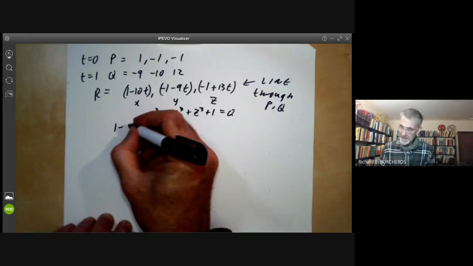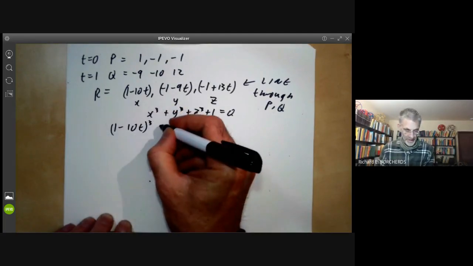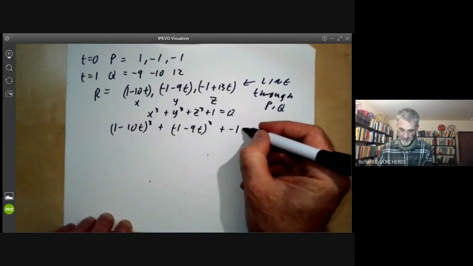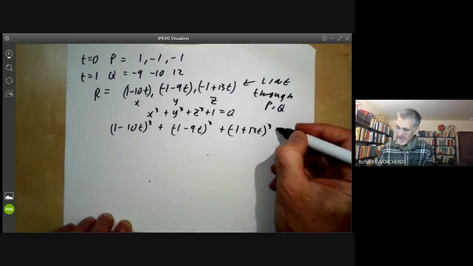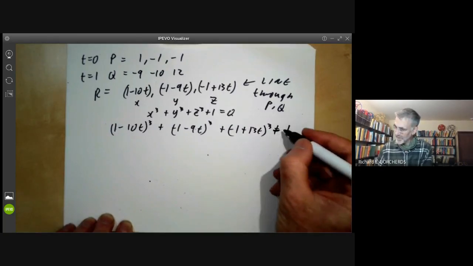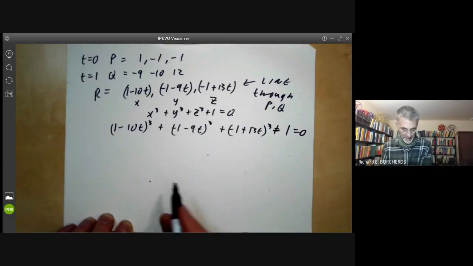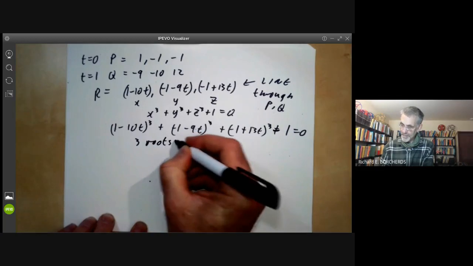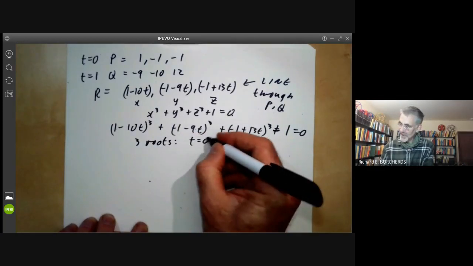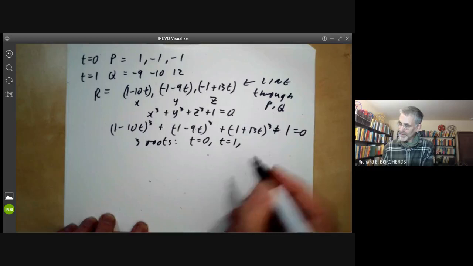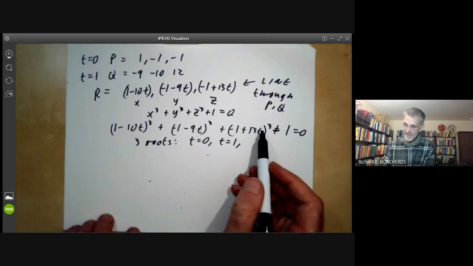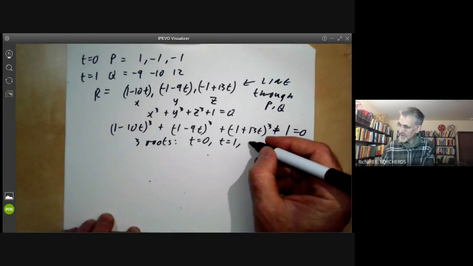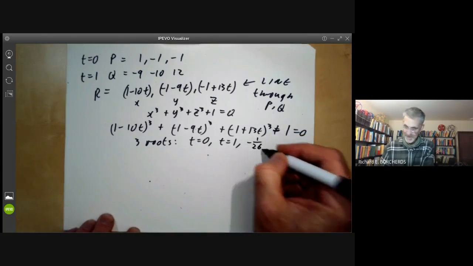So we get (1 minus 10t) cubed plus (minus 1 minus 9t) cubed plus (minus 1 plus 13t) cubed plus 1 equals 0. I keep getting that the wrong way around. And you can see that it has three roots. It has roots t equals 0 or t equals 1. And the third root is going to be rational, and you can work it out explicitly by doing some calculation. It turns out to be minus 1 over 26 in this case.